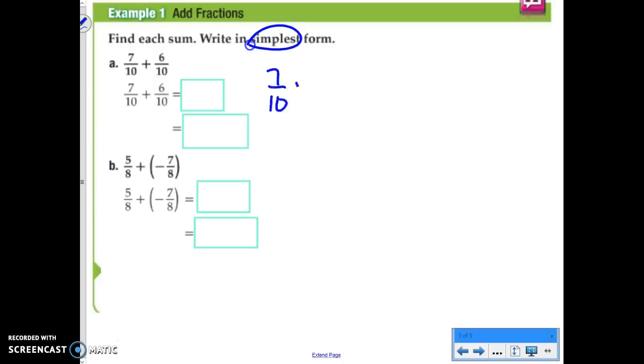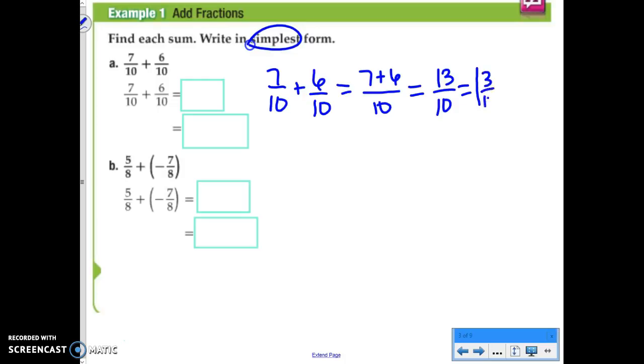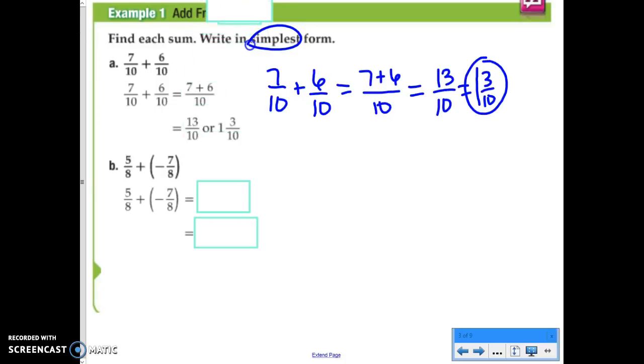So here I have 7/10 plus 6/10, and because those denominators are the same, I know that really means 7 plus 6 all over 10. 7 plus 6 gives me 13, all over that same denominator there. And to write it in simplest form, I convert from that improper fraction to the mixed number. I know 10 goes into 13 one time with a remainder of 3, and I know that 3/10 cannot be reduced any further. Taking a look at example B here, I have 5/8 plus a negative 7/8.